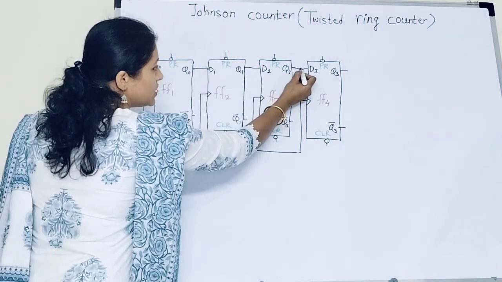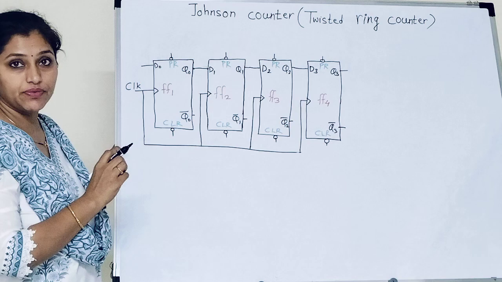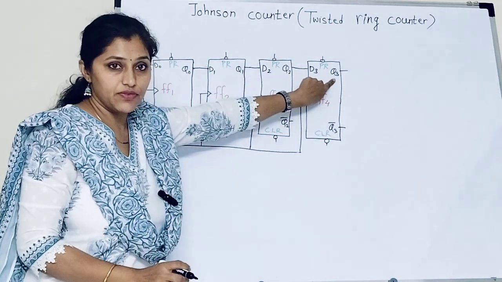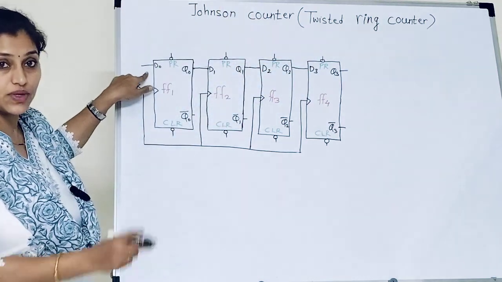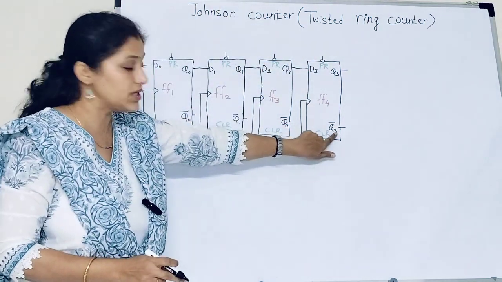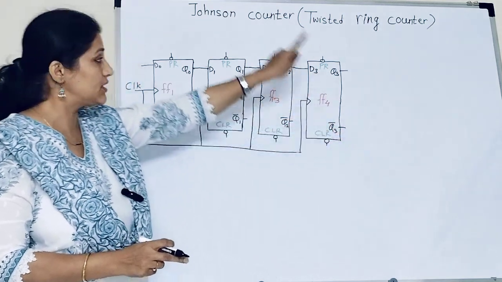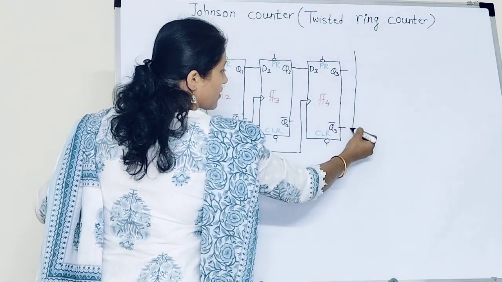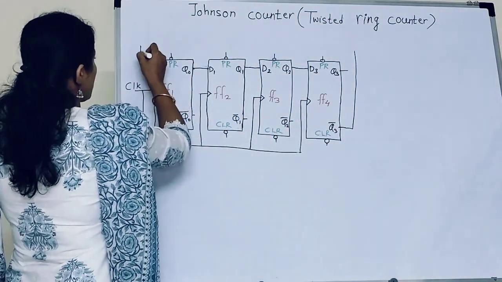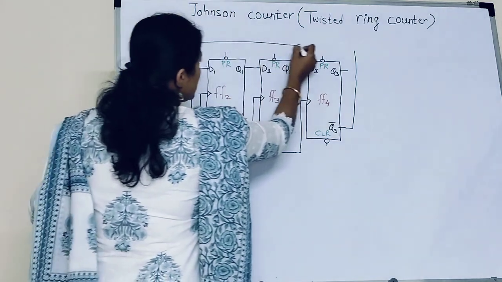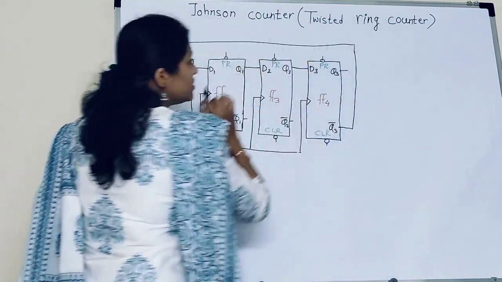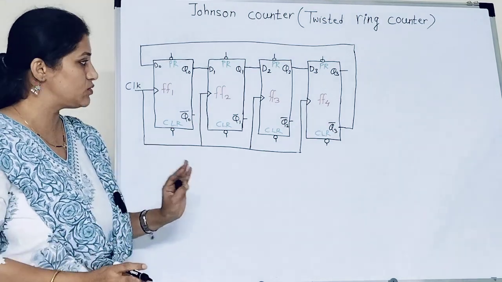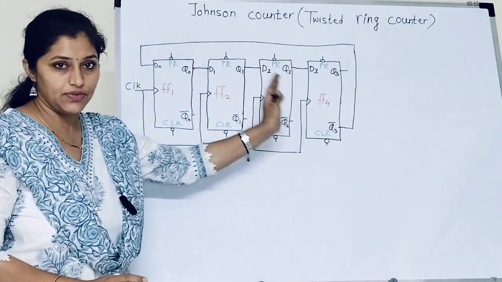Q2 to D3. Here the only difference between twisted ring and ring is, in ring counter the output of last flip-flop is connected to data input of first, whereas in twisted ring the inverted output Q3 bar is connected to data input of first flip-flop. We can implement this twisted ring counter using either JK flip-flop or D flip-flop, but generally we implement using D flip-flop, so I have taken D flip-flop.